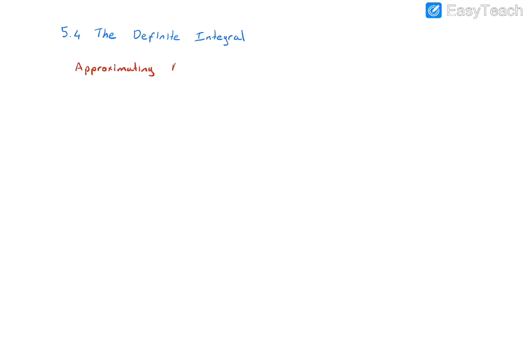Approximating areas by left and right sums. How do we find the area between the graph of the function and the x-axis?